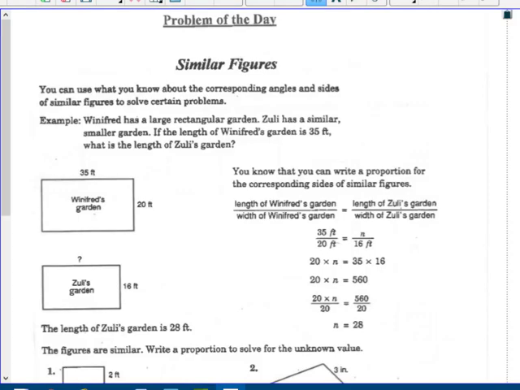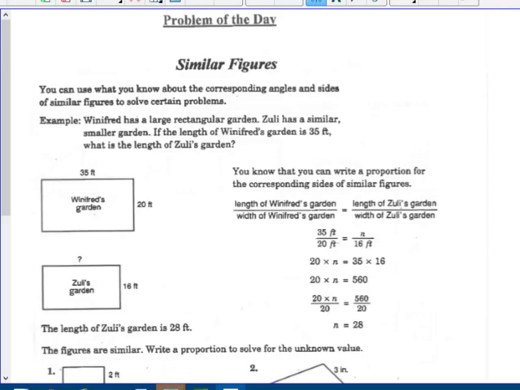Today's video is on page 6 in your 1D Intro to Proportional Thinking packet. This is another place where we see that you can use proportions to solve for an unknown value. It's called similar figures.